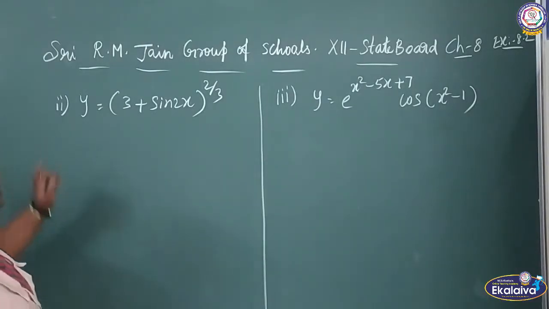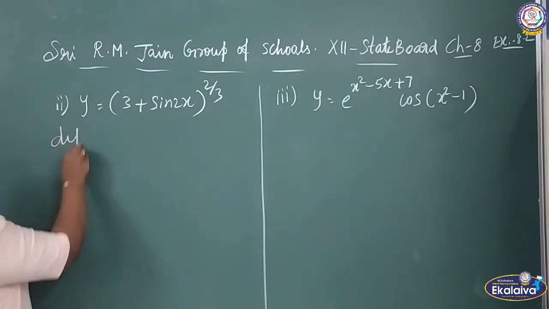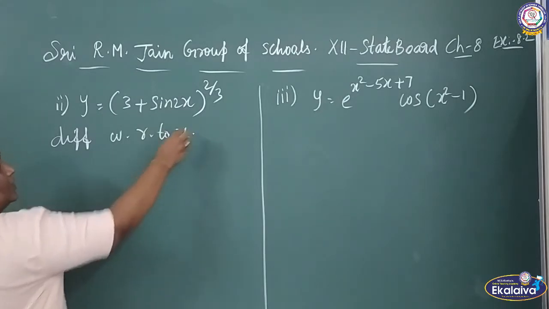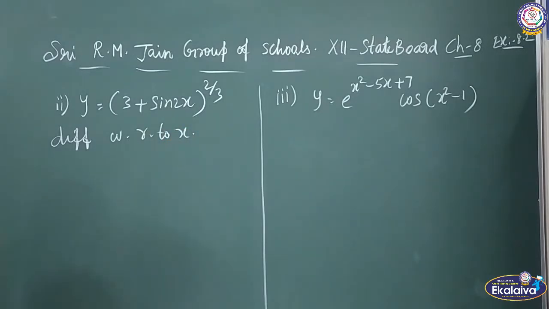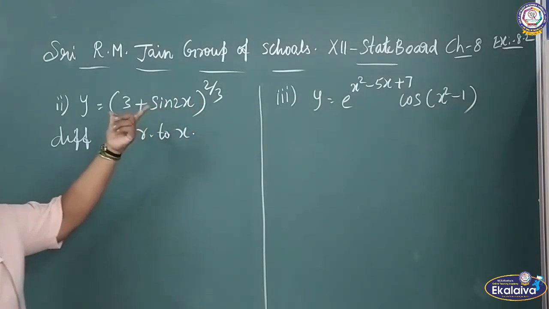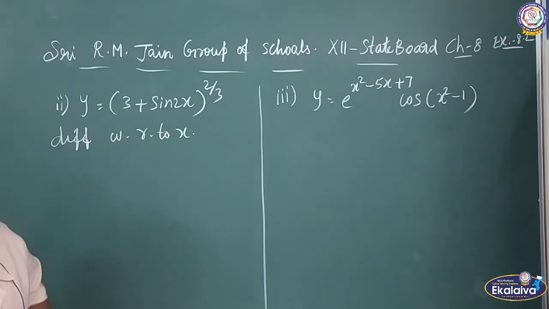See the second sum. y equals (3 plus sin 2x) whole power 2 by 3. The same thing, differentiate with respect to x. First you can concentrate on the power, then you can move on, because of successive differentiation. First the power, then you can differentiate 3 plus sin 2x.